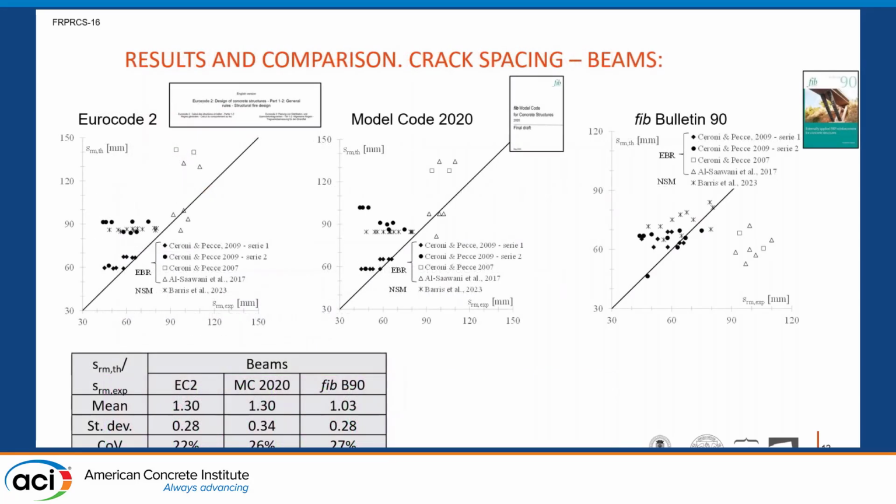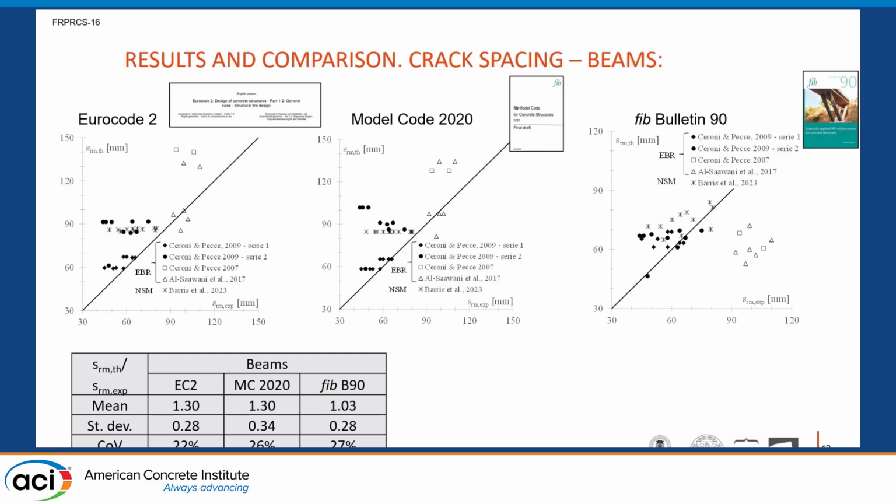Okay, the results. I'm going to present the results for crack spacing and crack width in this shape, which is first Eurocode, second Model Code, and third FIB Bulletin 90. In the vertical axis, we have the theoretical value. In the horizontal, we have the experimental one. So if the point is on the top, it's over-predicting. If it's on the bottom, below the line, it's under-predicting. So over means safe results, under means not safe results.